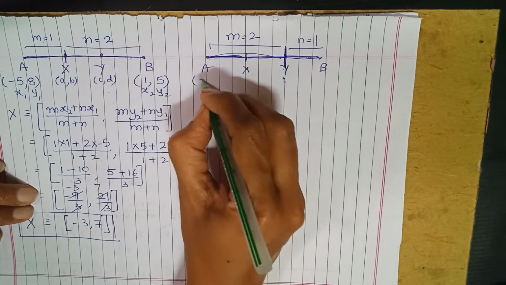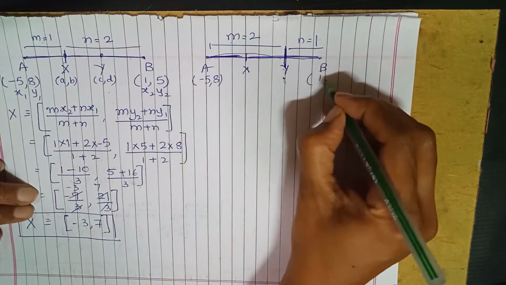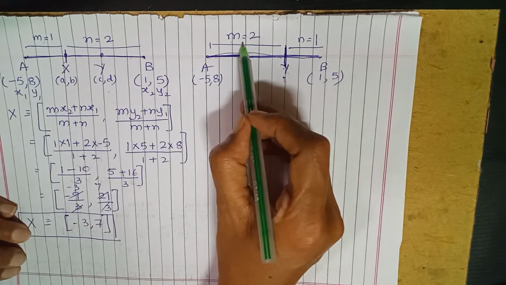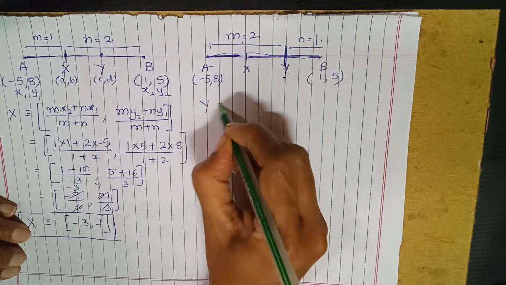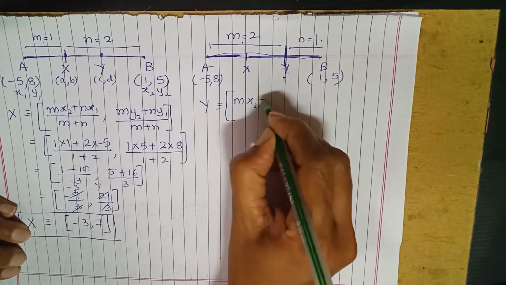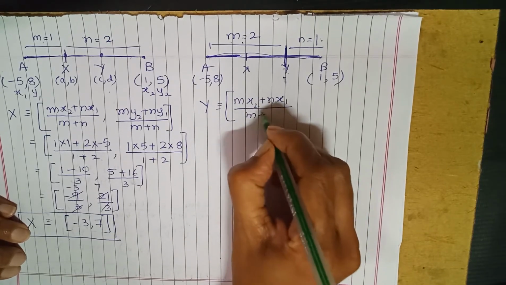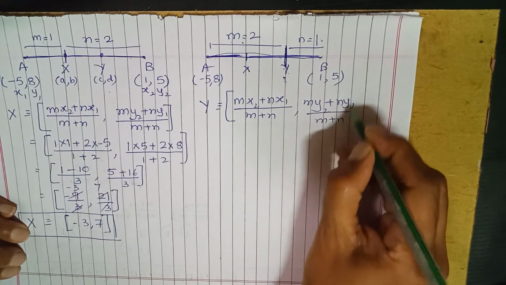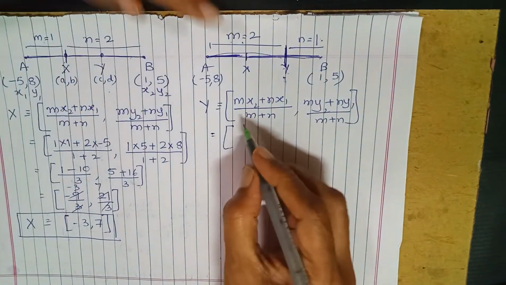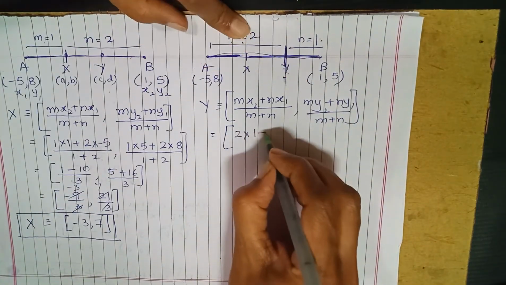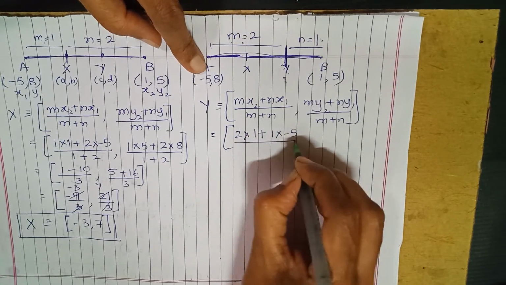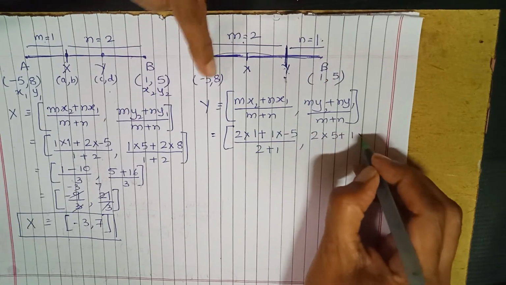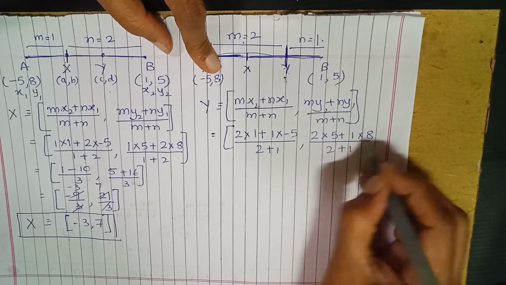So again using the section formula, we can find out the coordinates of the point Y. Here the ratio becomes 2 and 1. So let us again write the formula. (mx2 + nx1) upon (m + n), (my2 + ny1) upon (m + n). So again let's substitute the values. 2 into 1 plus 1 into -5 upon 2 + 1. Again 2 into 5 plus 1 into 8 upon 2 + 1.